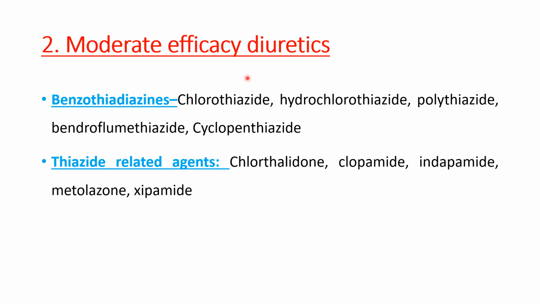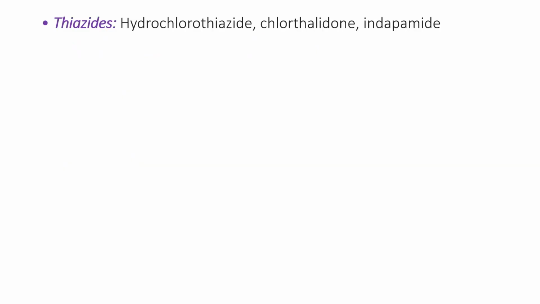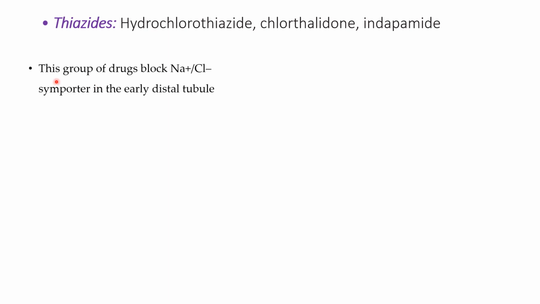Now next is the moderate efficacy diuretic. It includes benzothiazide and thiazide diuretics or thiazide related agents. Now we'll see the mechanism of action of thiazide diuretics. This group of drugs blocks the sodium chloride symporter in the early distal tubule. So it basically acts in the early distal tubule.